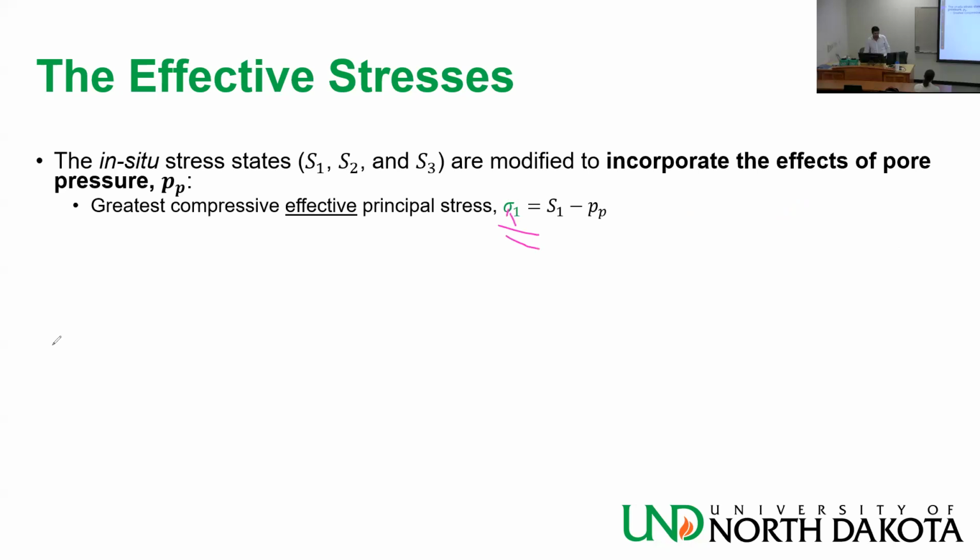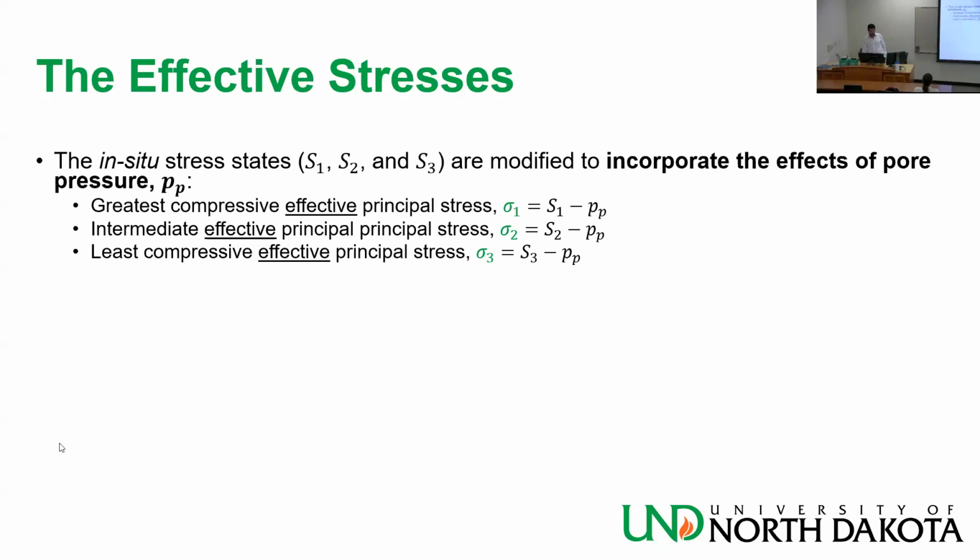Here we use this sigma for what we call the effective stresses. So we have S1, we subtract PP from it, and it becomes sigma 1. Same thing for the intermediate stress and the least compressive stress. So now I had S1, S2, S3, and I got sigma 1, sigma 2, sigma 3.